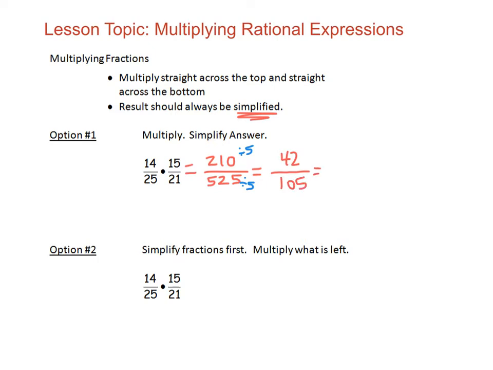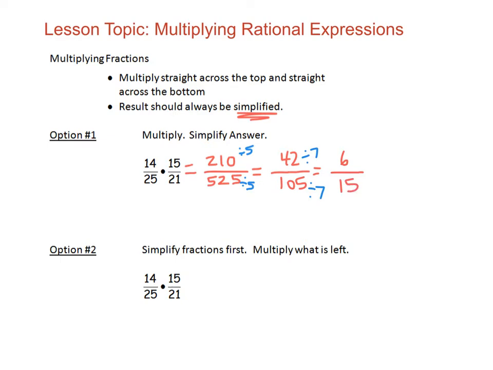But what you might notice here is that 42 and 105 are still both divisible by the same number. We can still simplify this fraction because they're both divisible by 7. 42 divided by 7 is 6, and 105 divided by 7 is 15. You might not have even noticed that, but they are both divisible by 7. So now we have 6 over 15.